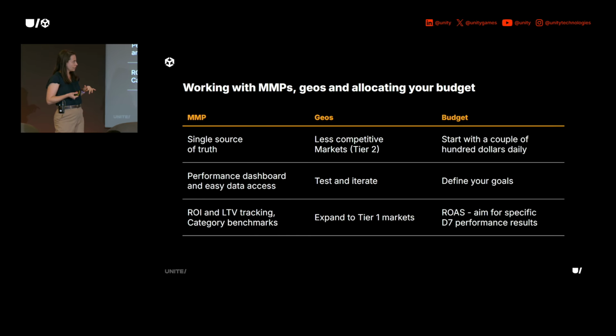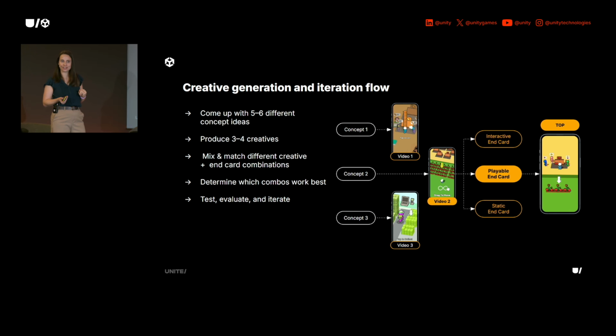The last part is the budget piece. Now, budget depends a little bit on the network that you're running with. Some networks have minimum budgets that they need you to put in. Most of them don't. So I would recommend you start with a couple of hundred dollars a day, and then from there you have your goals defined, right? So you can measure the budget against the goal that you have, and then you know if it's actually a good investment for you or not. So this is my favorite part, creatives.